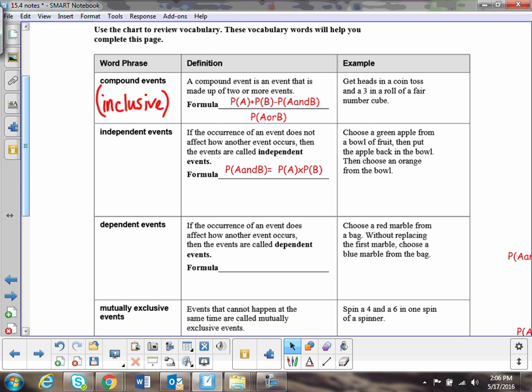This one again is the occurrence of an event does affect how another event occurs, and the events are called dependent. And it's still multiplication here. Choose a red marble from a bag. Do not replace it back. Okay, so that's kind of the big thing here. You can replace here, do not replace it over here. Okay.